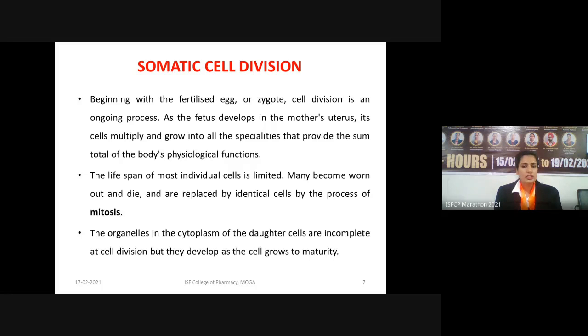The organelles in the cytoplasm of the daughter cells are incomplete at the beginning of the cell division. But after the cell is fully matured, the cell organelles are also matured. I hope you are all aware of the cytoplasm, which we discussed in our earlier lecture. The fluid substance present in the cell, which contains all the cell organelles, is known as the cytoplasm. All the cell organelles are suspended in the cytoplasm. So when the new cell forms at the beginning phase, these organelles are incomplete, but after the cell is fully matured, the organelles develop to the fullest.